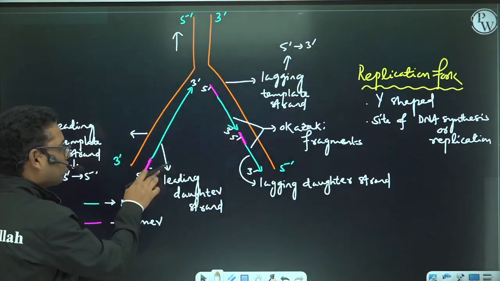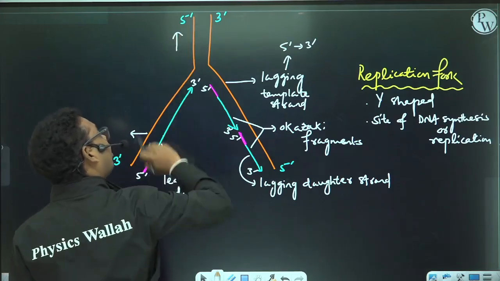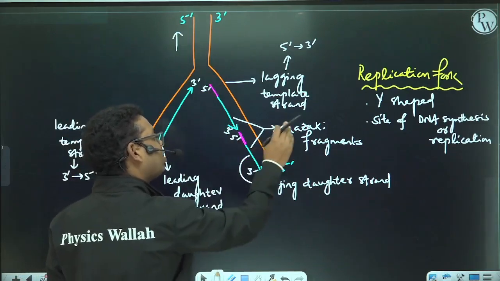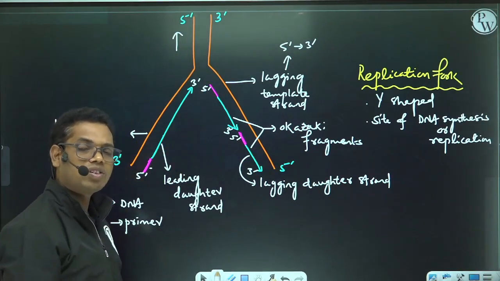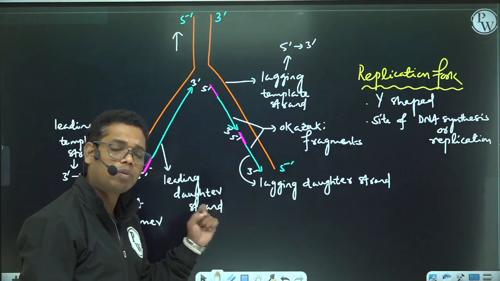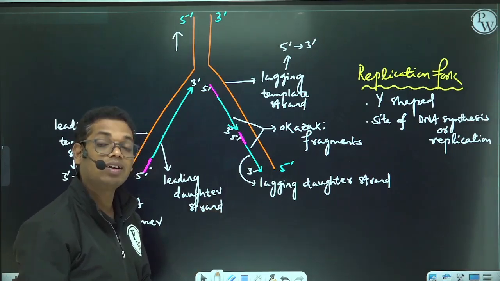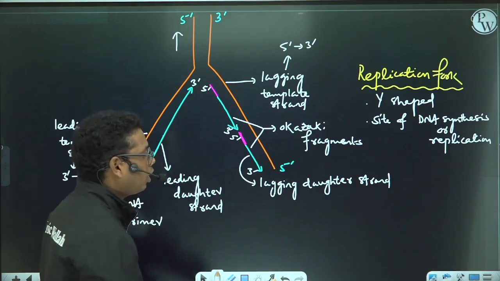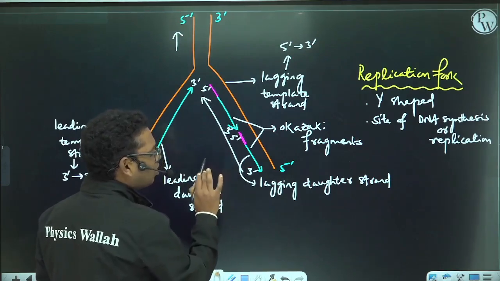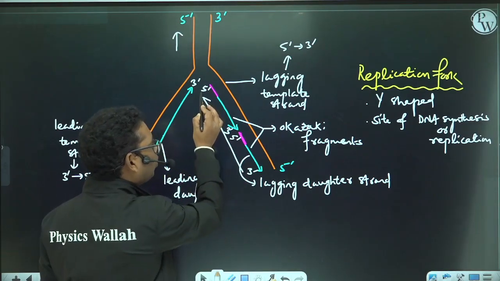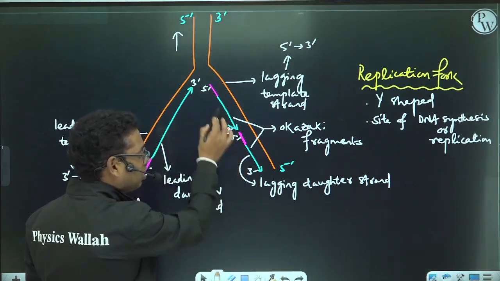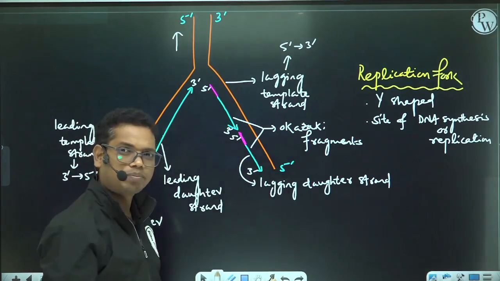The leading daughter strand is synthesized continuously along the replication fork, whereas the lagging daughter strands are synthesized discontinuously in the form of Okazaki fragments. Why do they have to be synthesized in the form of Okazaki fragments? Because DNA polymerase has only 5 prime to 3 prime polymerase activity, not 3 prime to 5 prime polymerase activity. If it had 3 prime to 5 prime polymerase activity, it would have synthesized DNA in this direction. But because it does not, in this case the DNA is synthesized in the form of fragments.